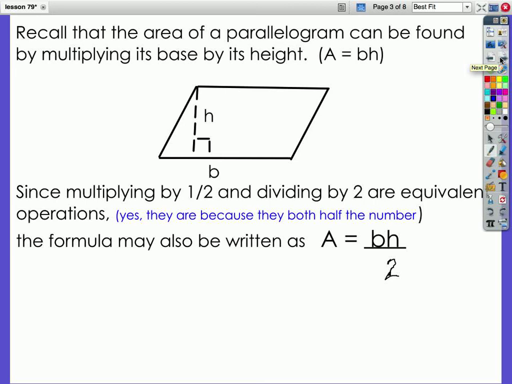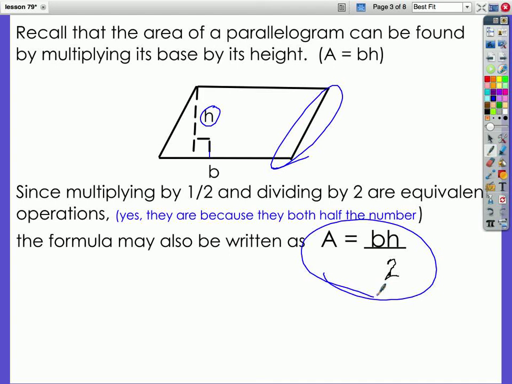Recall that the area of a parallelogram can be found by multiplying its base times its height. Remember, we have our base times the height, not the length of this side, but the height from base to base. Now, since multiplying by 1/2 and dividing by 2 are equivalent operations, because they're both half a number, the formula can be written like this for finding the area of a triangle. Area is the base times the height divided by 2. The other way we can write it is area is 1/2 times the base times height, because it's half of the area of the whole parallelogram, which is base times height.